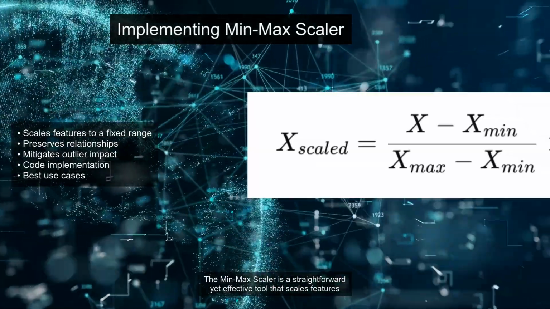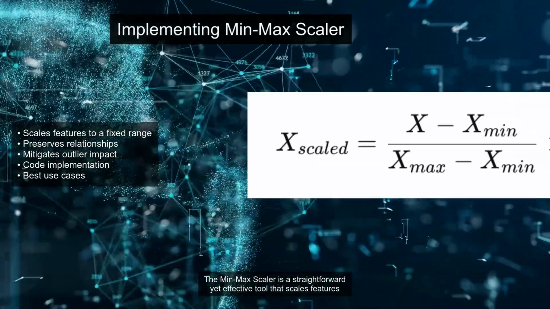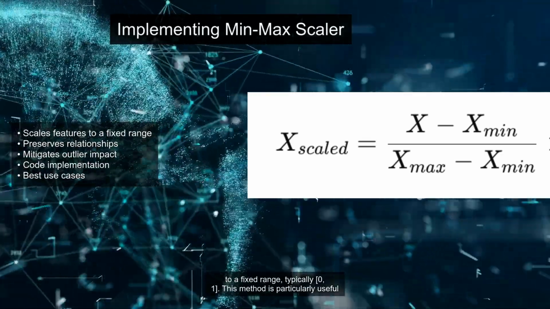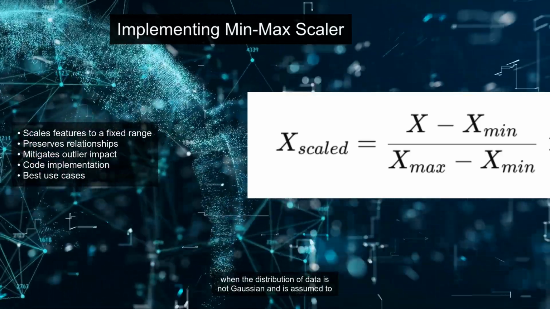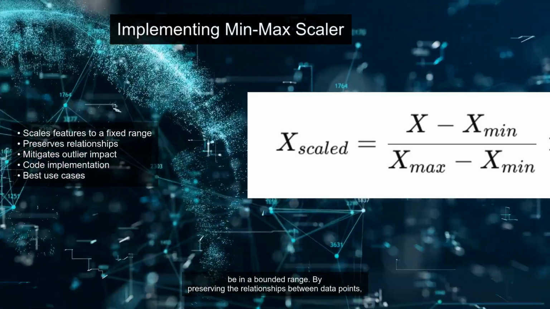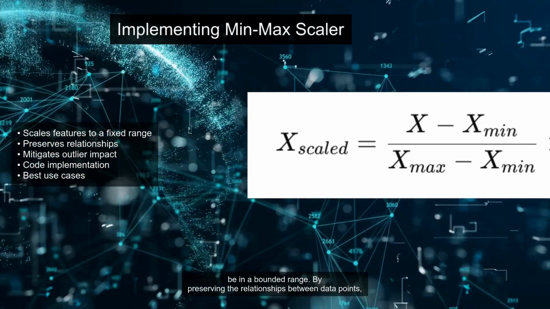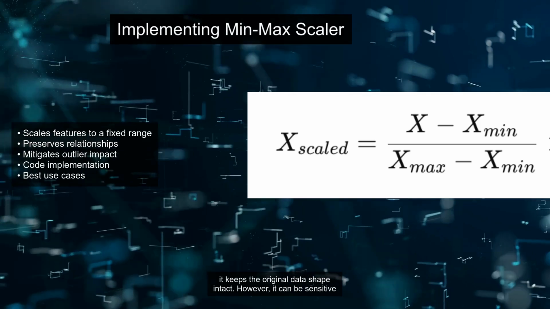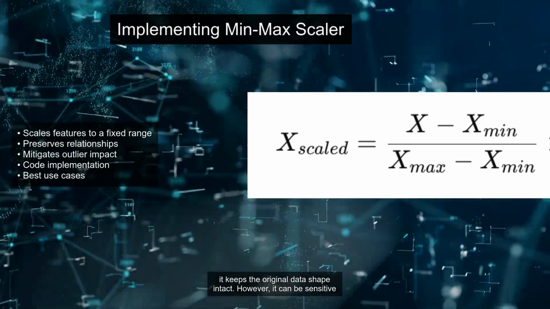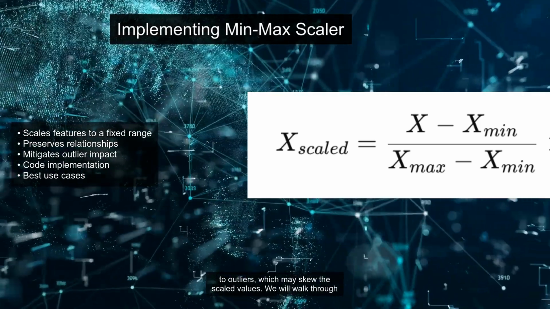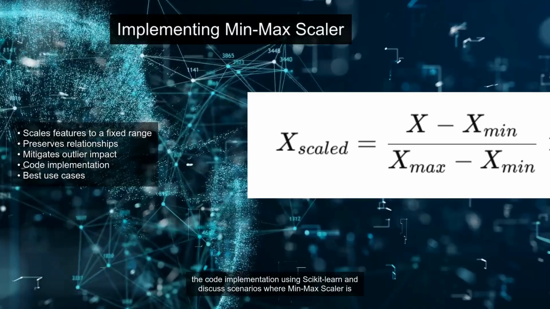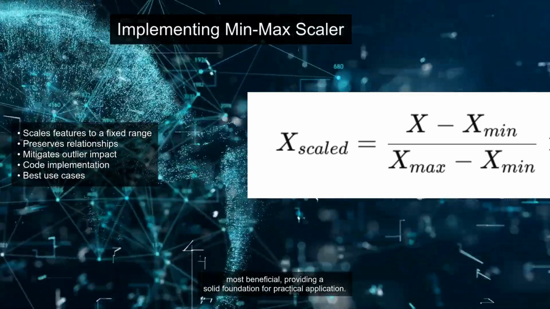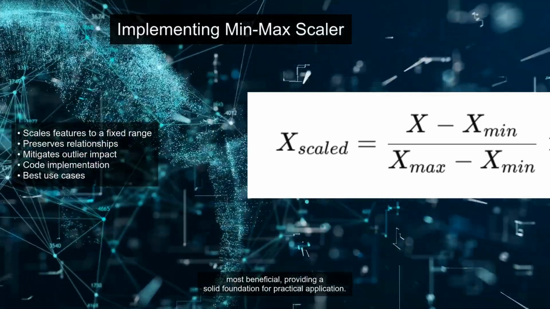The MinMaxScaler is a straightforward yet effective tool that scales features to a fixed range, typically 0 to 1. This method is particularly useful when the distribution of data is not Gaussian and is assumed to be in a bounded range. By preserving the relationships between data points, it keeps the original data shape intact. However, it can be sensitive to outliers, which may skew the scaled values. We will walk through the code implementation using Scikit-learn and discuss scenarios where MinMaxScaler is most beneficial, providing a solid foundation for practical application.